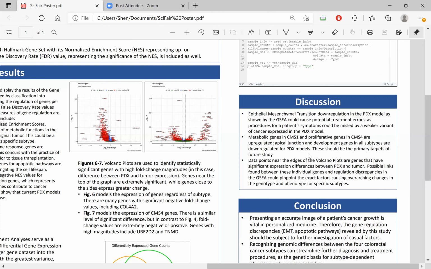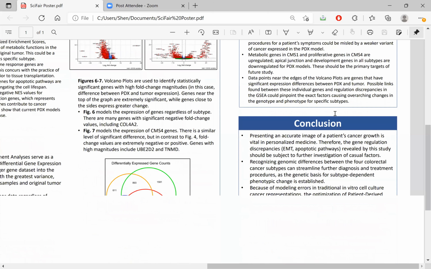And also, the volcano plot shows a few specific genes such as CCL4A2 that are significantly differentially expressed, which could be linked with regulation discrepancies and should be investigated further.